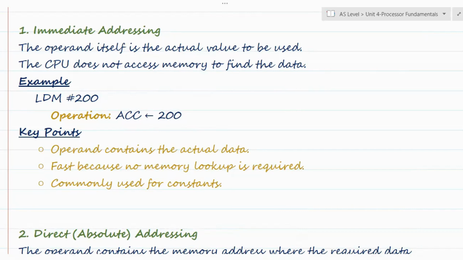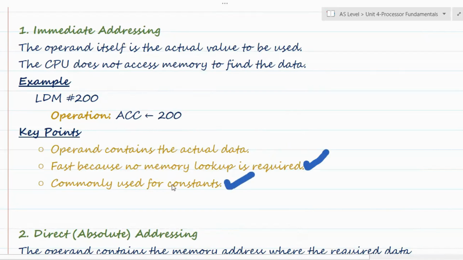Imagine I tell you, please write down the number 200. This is simply like that. I have directly given you the number. You don't need to search for it anywhere. That's exactly how immediate addressing works. So, in immediate addressing, operand contains actual data. It is fast because no memory lookup is required, and it is commonly used for constant values.